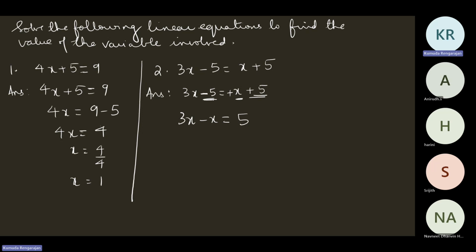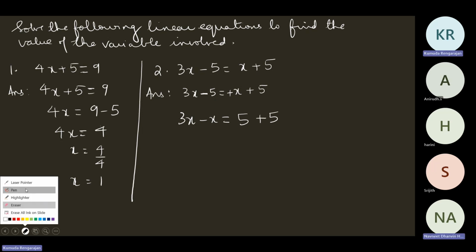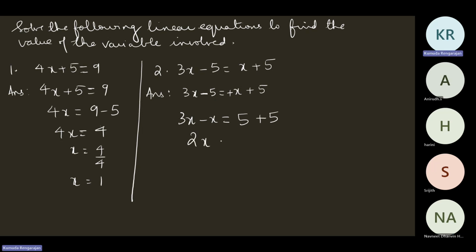This 5 should travel. It should go to the right-hand side. Minus 5 on this side, plus 5 on the other side. So 3x minus x, 2x, is equal to 5 plus 5, 10. Now here 2 and x are connected by the multiplication sign. 2 into x. So x is equal to 10 divided by 2. x is equal to 5.